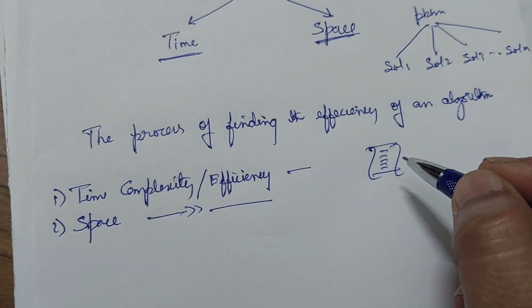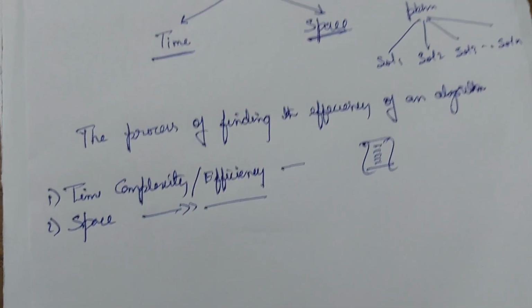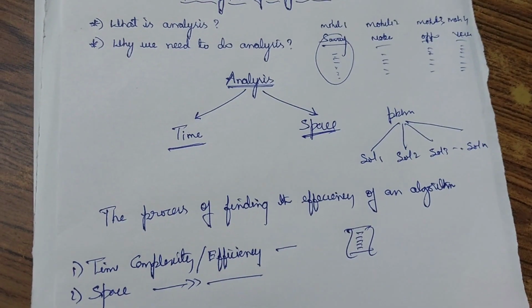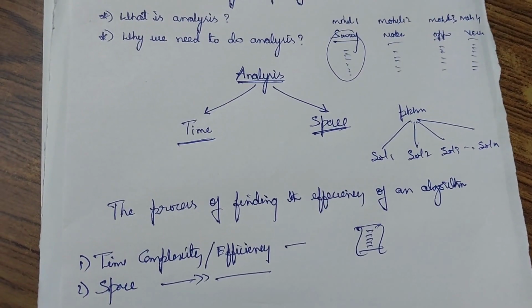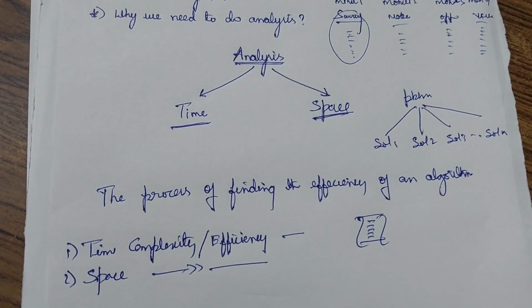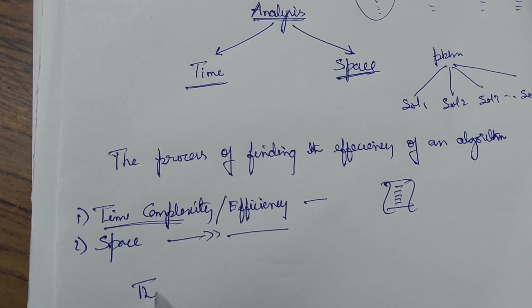What do you mean by space complexity? When we write any algorithm, how much space it is consuming in our memory. The total amount of space consumed by our algorithm is called space complexity.